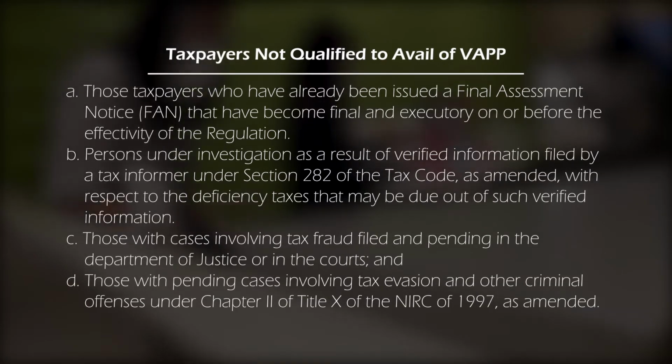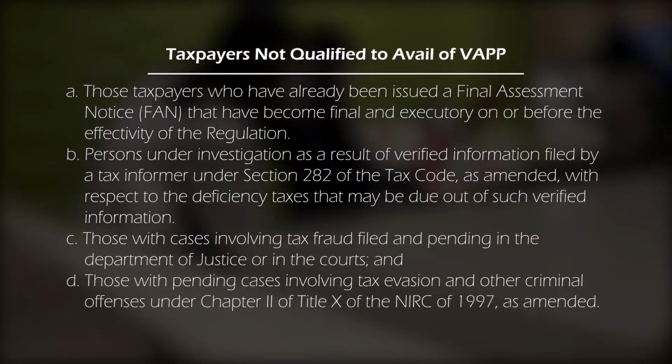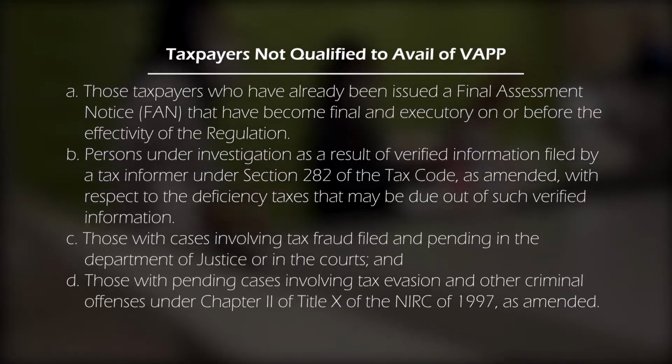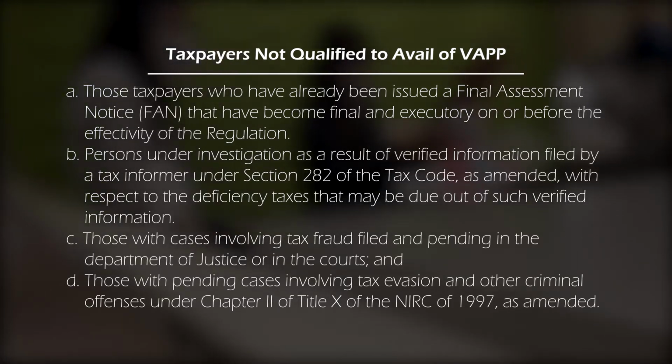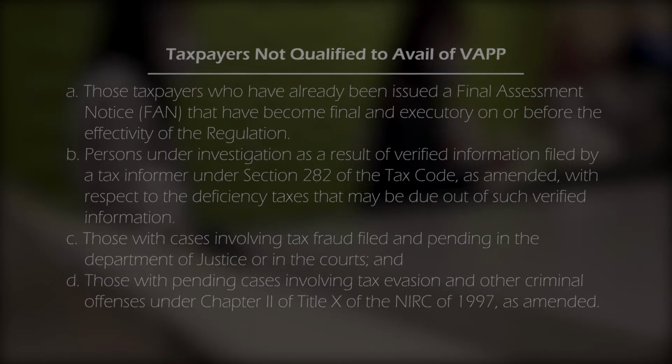Now in terms of exceptions, or those who cannot avail, based from the revenue regulation, taxpayers falling under any of the instances shall not be able to avail of VAPP. Taxpayers with duly issued final assessment notice that became final and executory on or before the effectivity of the revenue regulation. Those under investigation with respect to tax deficiencies from verified information coming from a tax informer. Third one, those with cases involving tax frauds filed and pending in the DOJ. Lastly, those with pending cases involving tax evasion and other criminal offenses.